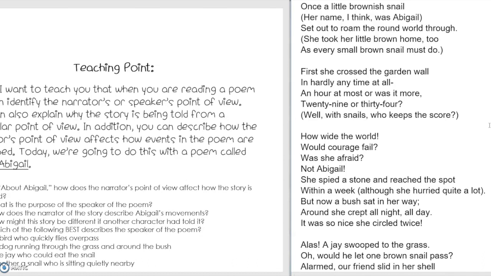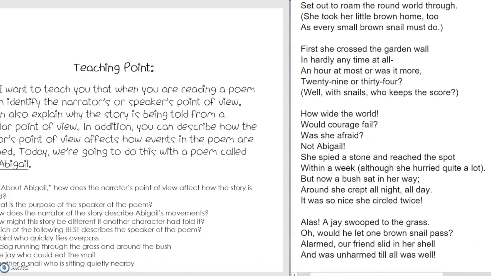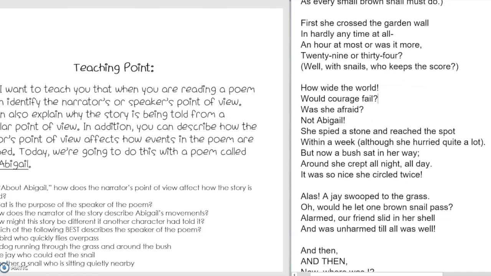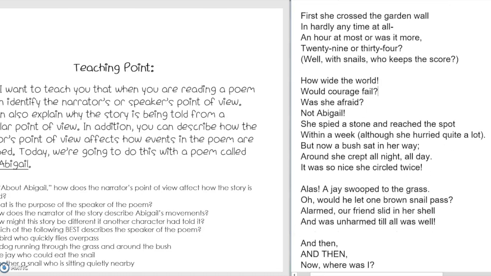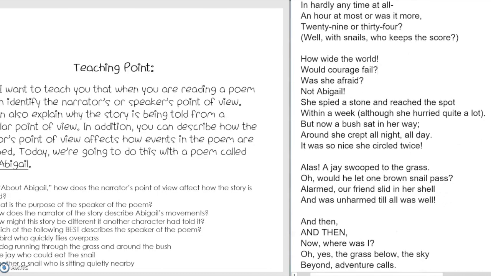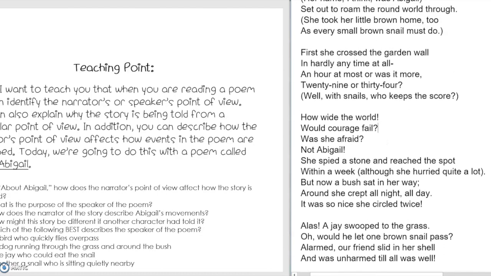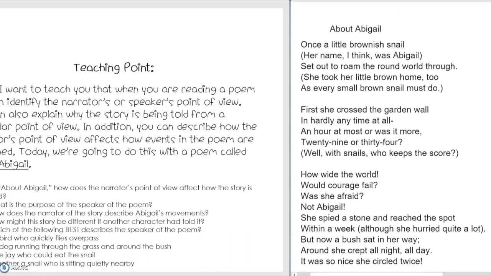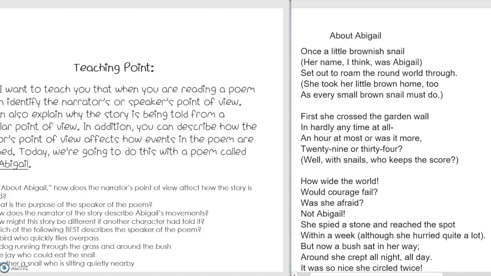Maybe the dog running through the grass around the bush. And again, that would be a character, that narrator wouldn't really have time to sit and examine our little snail. The blue jay who could eat the snail, well, I think he would have eaten the snail as opposed to examining that snail. Maybe it's another snail who is sitting quietly nearby. And that's sort of what I'm thinking as I'm reading this story, that it has to be a narrator who's able to observe and understand Abigail's journey.